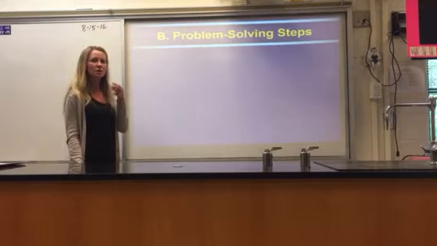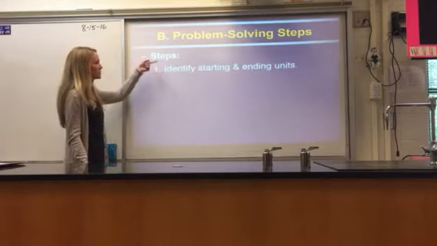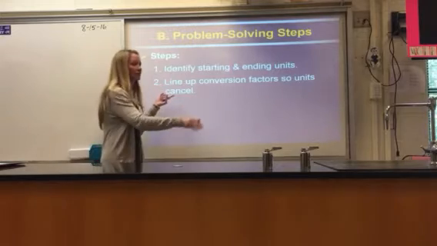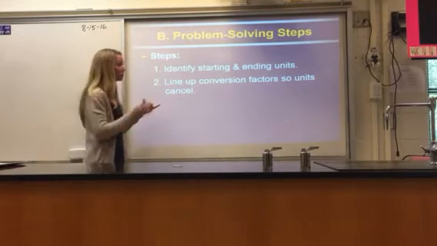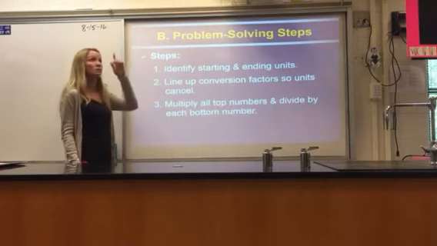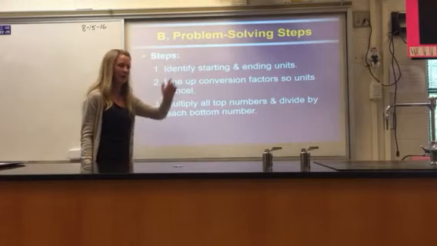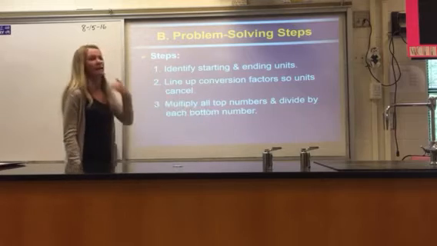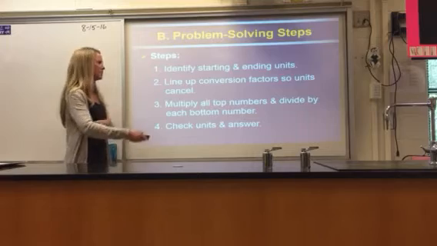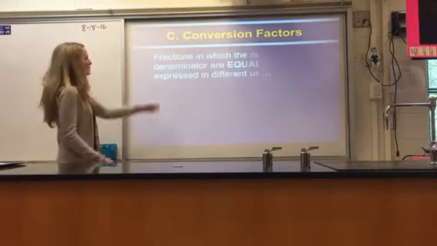All right, what are the steps you should go through in each one of these problems? First, identify where you're starting and where you're ending. Then line up all the conversion factors labeled properly with all of your units so you can see which ones cancel out and that they cancel properly. Then multiply all the numbers on the top, divide by each number on the bottom. And then when you get to your final answer, check it for units, sig figs, and whether or not it seems to make sense.